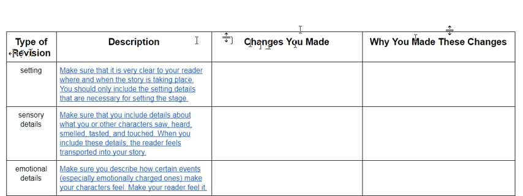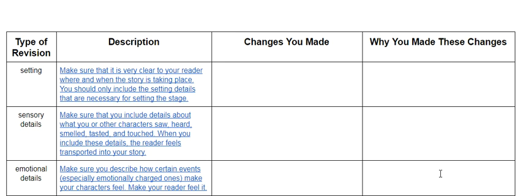So the way this little table is set up for you, and this is a table that you'll be filling out as you revise your draft. The type of revision is over here. The description of what that means is here. Then I want you to note changes that you make to your draft that have to do with each type of revision and why you made those changes.